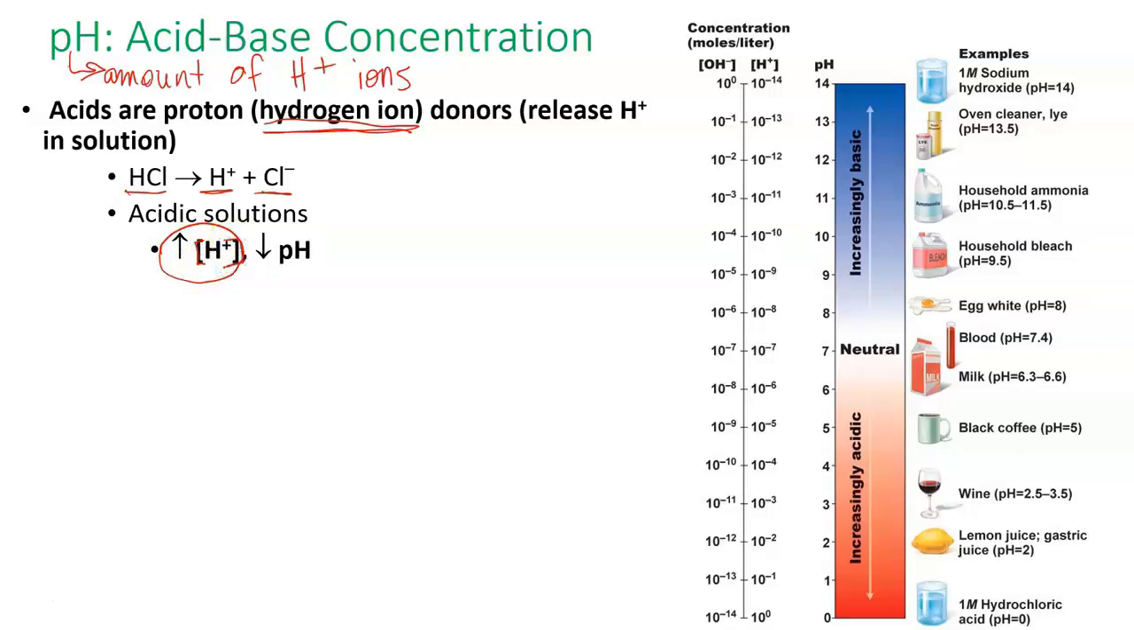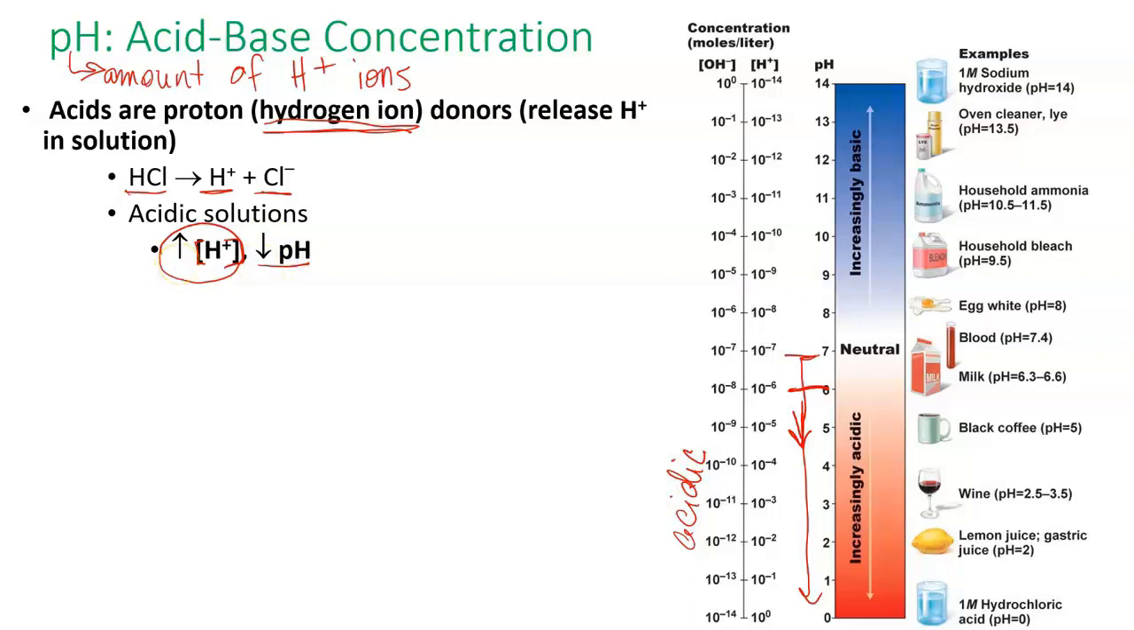Something to be very, very aware of and not get accidentally confused on: if we have a higher level of free-floating hydrogen ions, we have a more acidic solution, and on the pH scale, we have a lower pH. Anything below 7 on the pH scale is considered acidic. So this is all acidic. A decrease in pH is an increase in free-floating hydrogen ions.